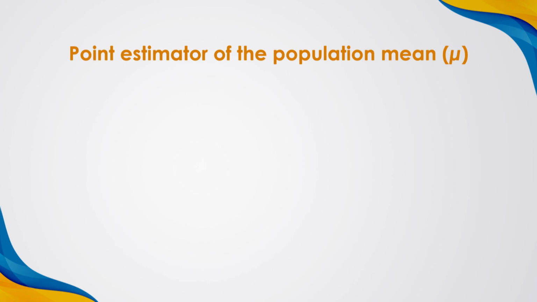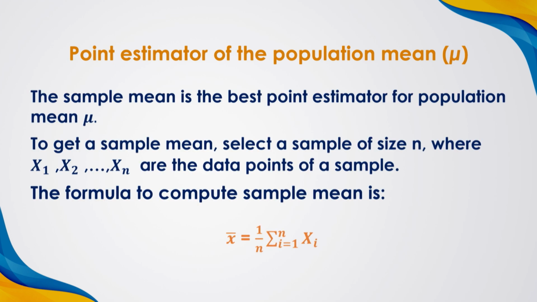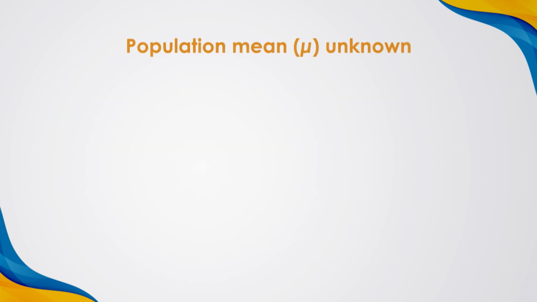Point estimator of the population mean mu. The sample mean is the best point estimator for the population mean mu. To get a sample mean, select a sample of size small n, where x1, x2, etc., xn are the data points of a sample. The formula to compute the sample mean is x bar equals 1 by n summation i equals 1 to n xi.